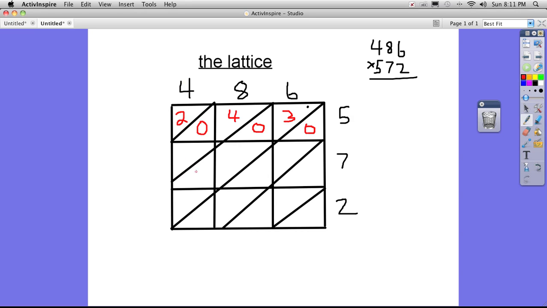And then we'll fill out the rest of the squares. What number goes in this square? Well, it's the product of 4 and 7. And 4 times 7 is 28. Okay, and what number goes here? The product of 8 and 7. 8 times 7, 56.